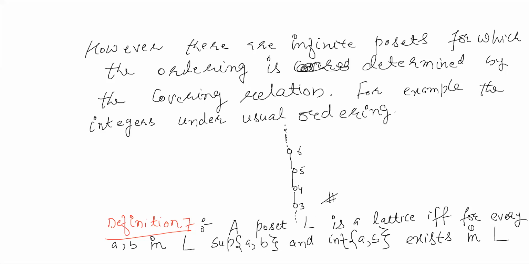So any poset that has this property, that for any A, B in L, sup AB is in L and infimum of AB is in L, then we call this poset a lattice.